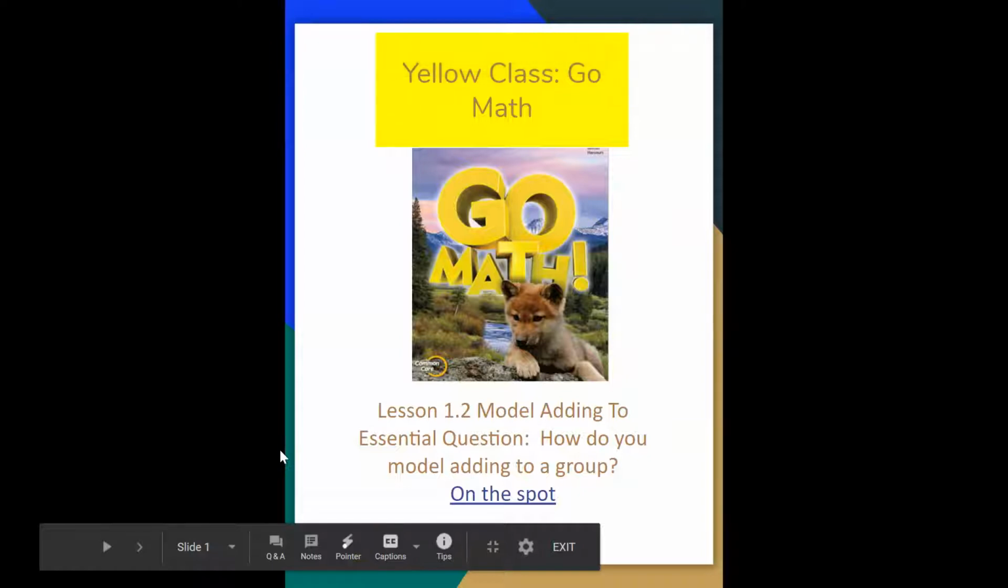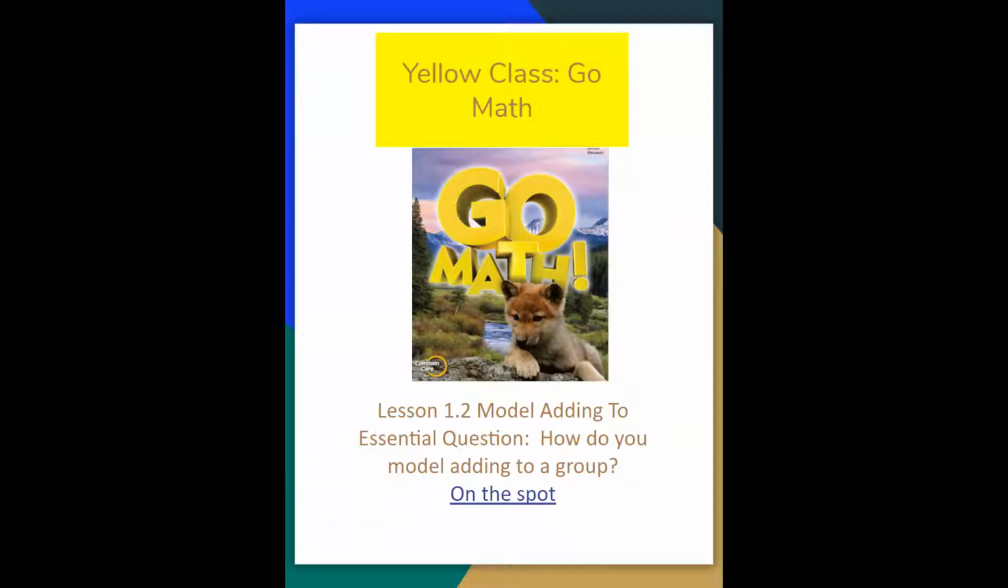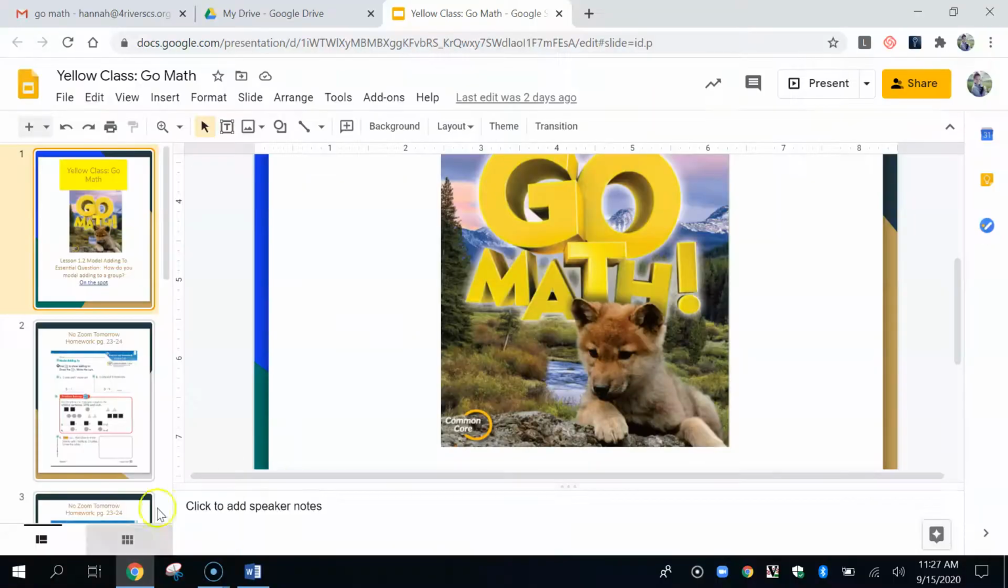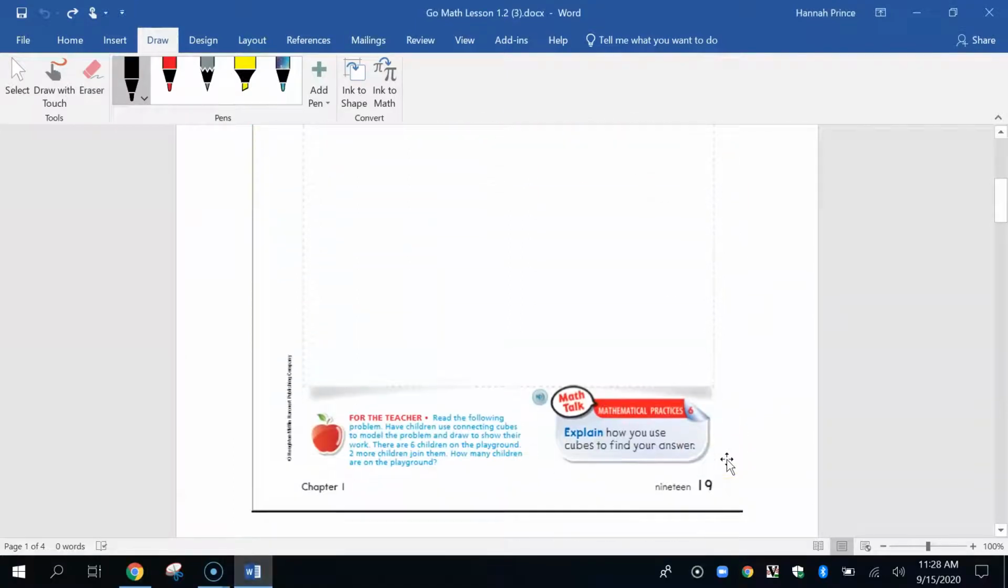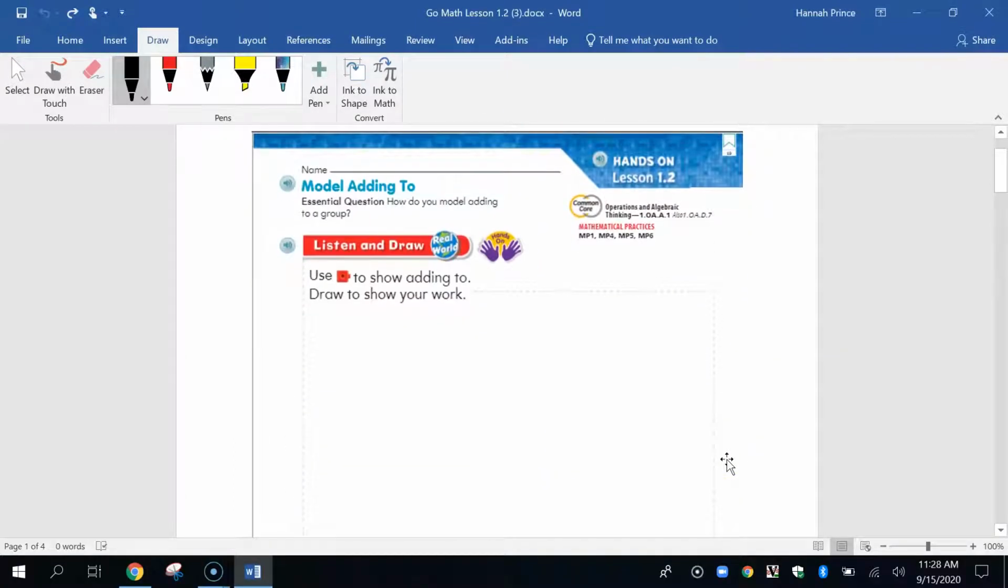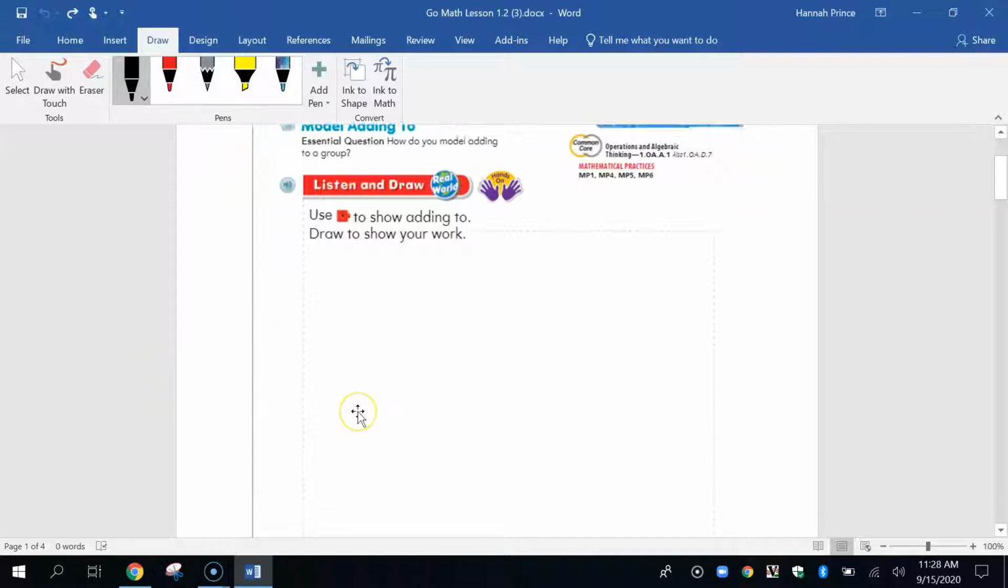We are on lesson 1.2 of Go Math, Model Adding To. Essential question: how do you model adding to a group? First thing I would like you to do is get your Go Math book out and go to page 19. Make sure you're on page 19. We have our essential question: how do you model adding to a group?